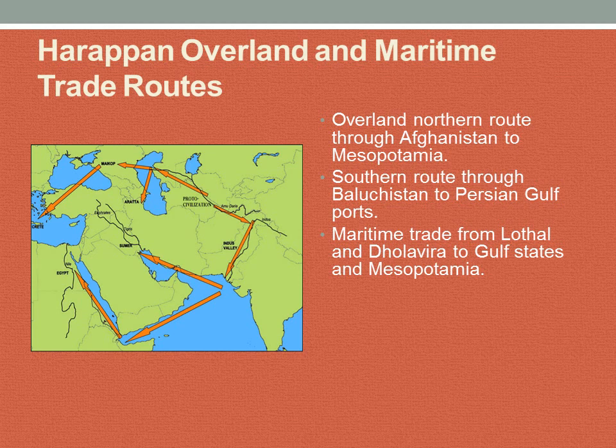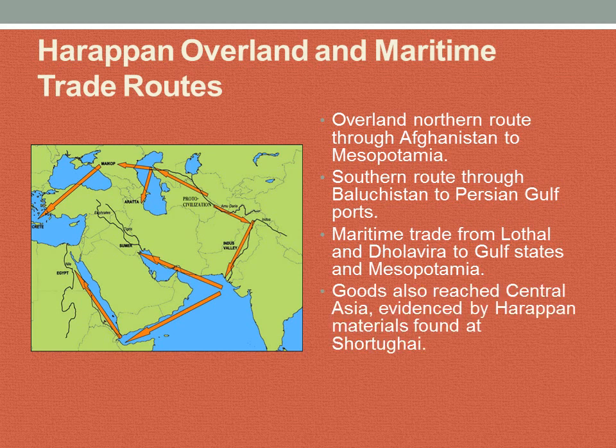Maritime trade from Lothal and Dholavira to Gulf states and Mesopotamia. As we have seen while discussing the site of Lothal, there was a dockyard, and Dholavira was also an ancient Indus Valley civilization site near the coastline of the Arabian Sea. So it can be assumed that ships used to sail from these places up to places like the Persian Gulf, Oman or Mesopotamia, which was the main southern route of trade in the Indus Valley culture.